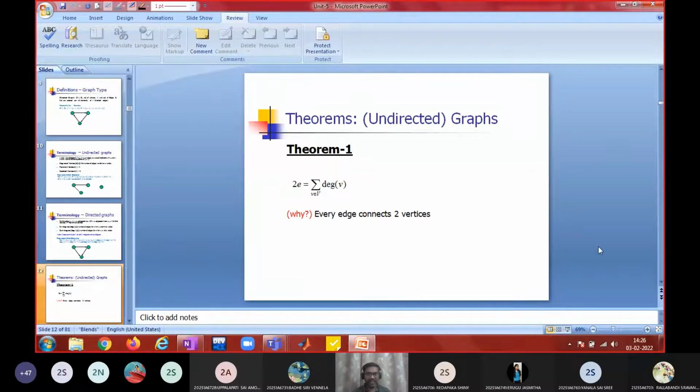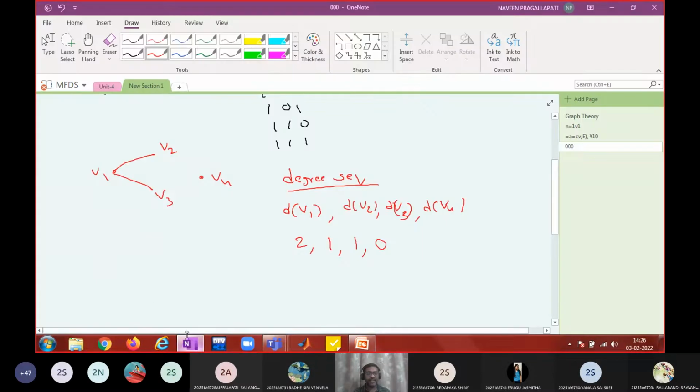And what is the theorem on graphs? For an undirected graph, if you take the sum of all the degrees, that will be equal to 2 times the number of edges. The sum of degrees of all vertices is equal to 2 times the number of edges. You can see here, what is the degree sum?